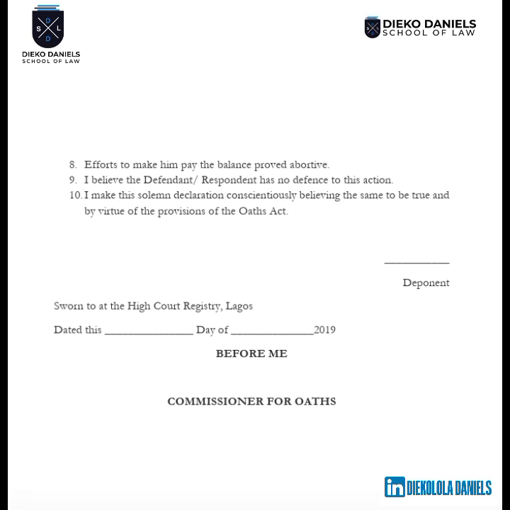So for this affidavit, so far, we have learned the introductory paragraphs of the affidavit. We have learned the last two things, which is very, very important. I believe that the defendant respondent has no defense to the action, and I make this solemn declaration conscientiously, believing same to be true and by virtue of the Oath Act. We have learned that when we are carrying our paragraphs, it is one information per paragraph. We have learned that if there is anything to be attached, you will attach it herewith and mark it as Exhibit A, Exhibit B.